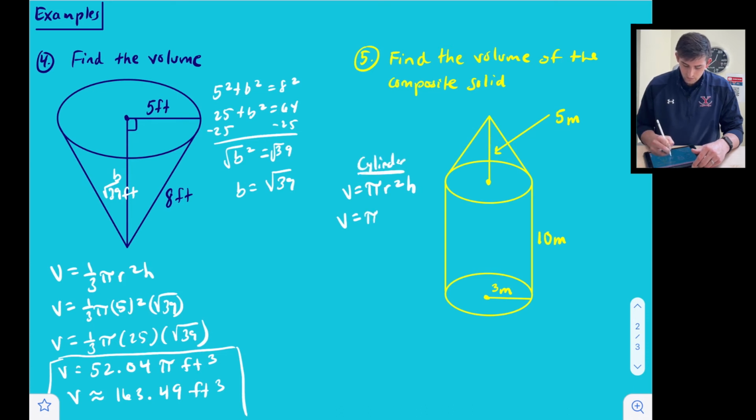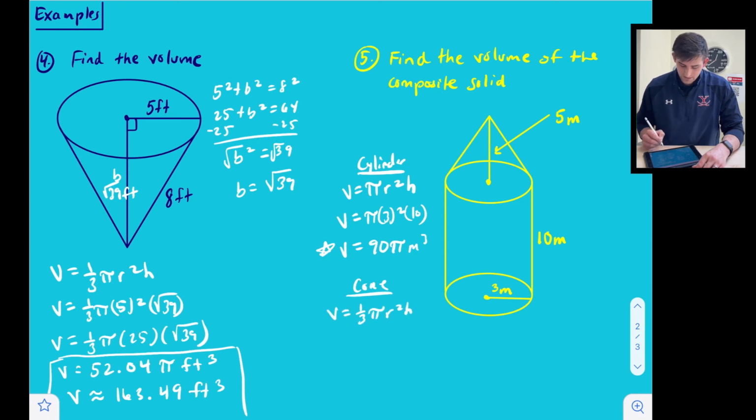So we have pi, our radius is 3, and our height is 10. So this gives us 3 squared is 9, 9 times 10 is 90. So 90 pi meters cubed. So we'll put a star by that because that's part of our volume. And then for the cone, we're going to take volume is equal to 1/3 pi r squared times height.